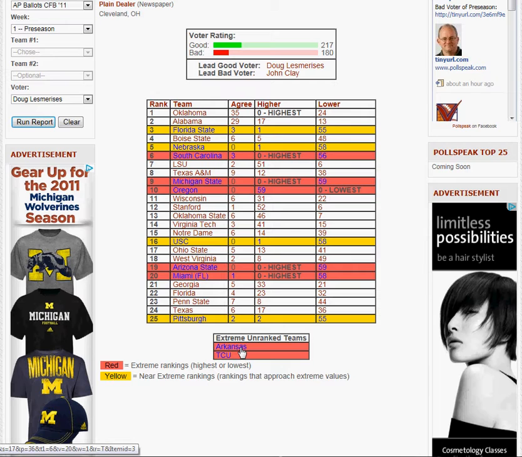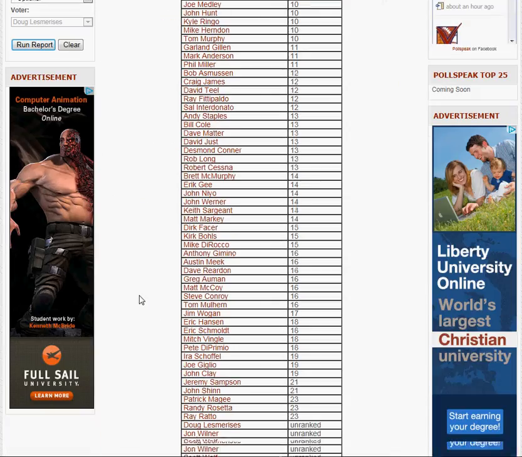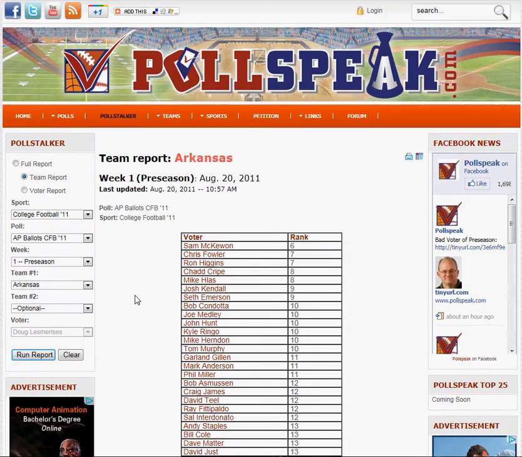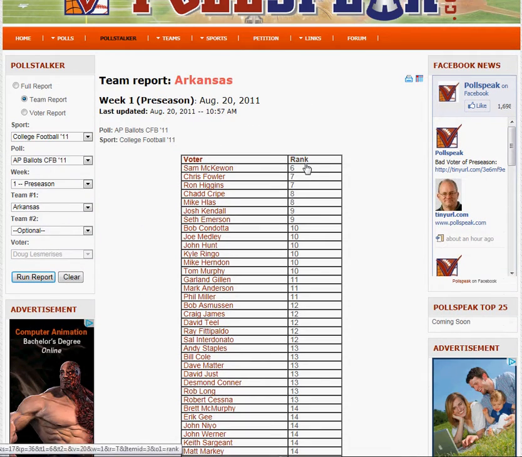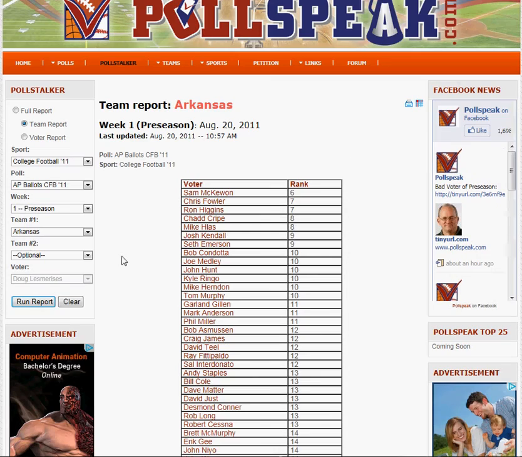And like on any place in Pollstalker, you can click on a team name, and it will take you and show you how everybody, in this case in the AP poll, voted for that team. Everyone from number 6 all the way down to the 3 people who left Arkansas unranked. And as usual, we have our summary at the bottom with best ranking, worst ranking, most common ranking, and average.